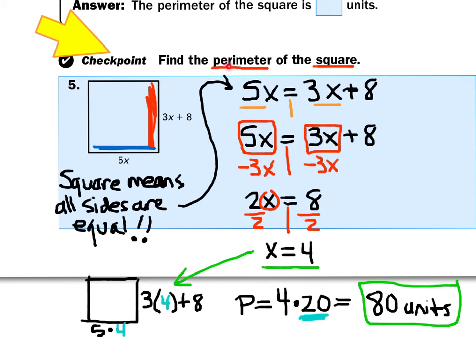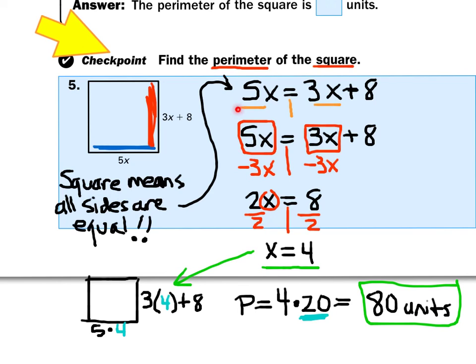Okay, so now they want you to find the perimeter of the square. Again, perimeter is a keyword, square is a keyword. And so look at number 5. The base is 5x, and the height is the quantity 3x plus 8. So if it's a square, remember the 5x has to be exactly the same as the 3x plus 8. So that helps me write the equation here.